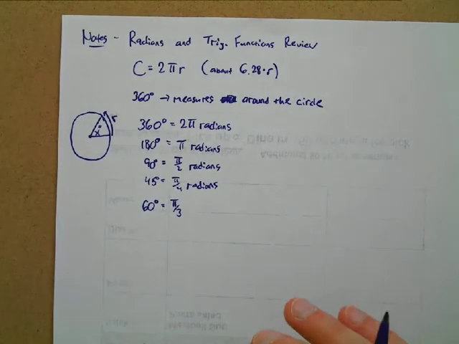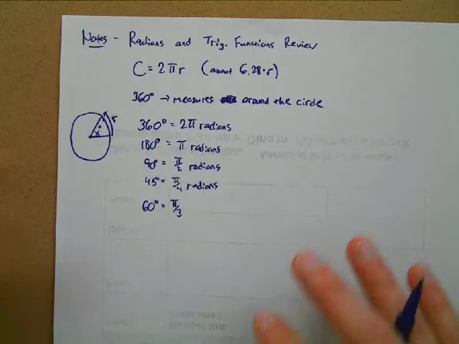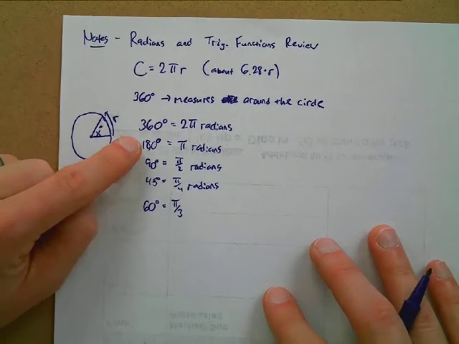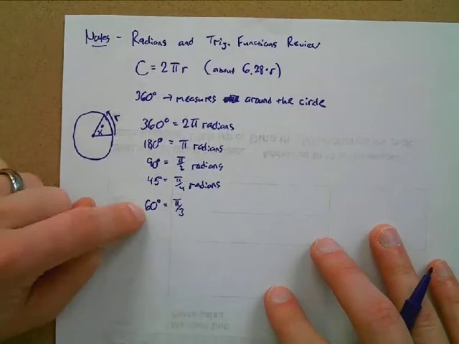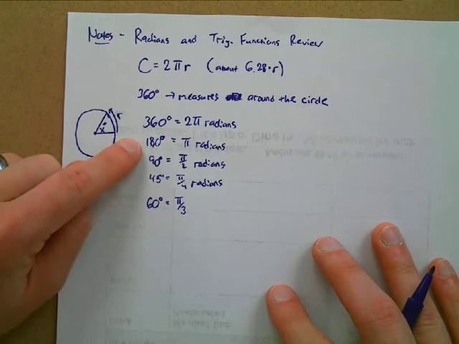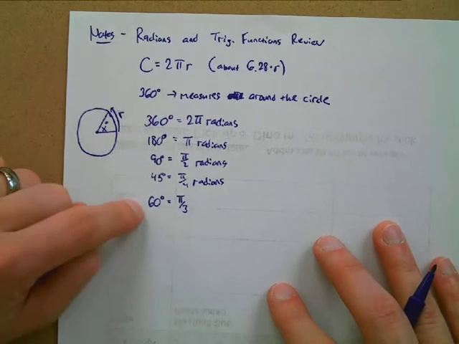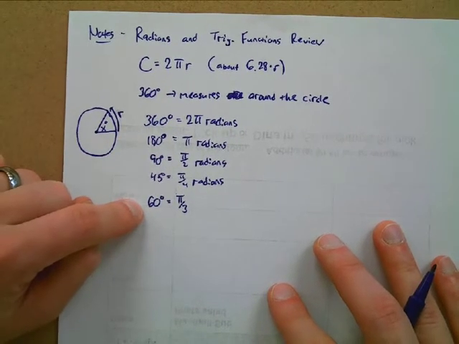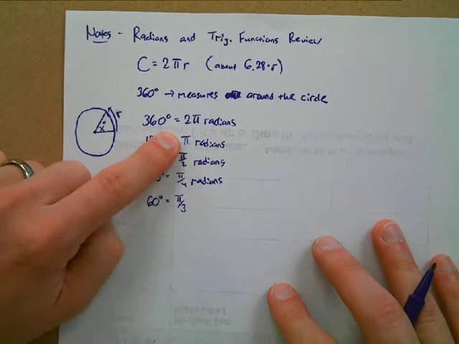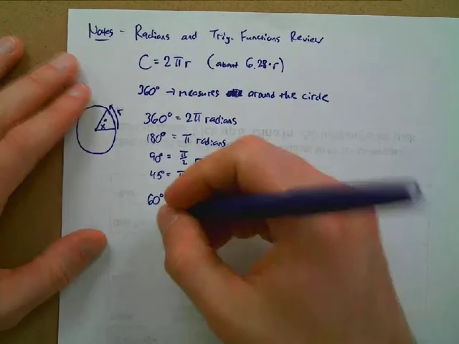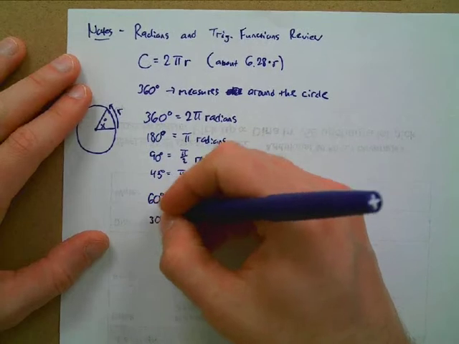We can also think in terms of fractions, though. For example, 180 and 60. 60 is what fraction of 180? Or 180 divided by what gives you 60? 3. Well, pi divided by 3, pi over 3. So then what would 30 degrees be?